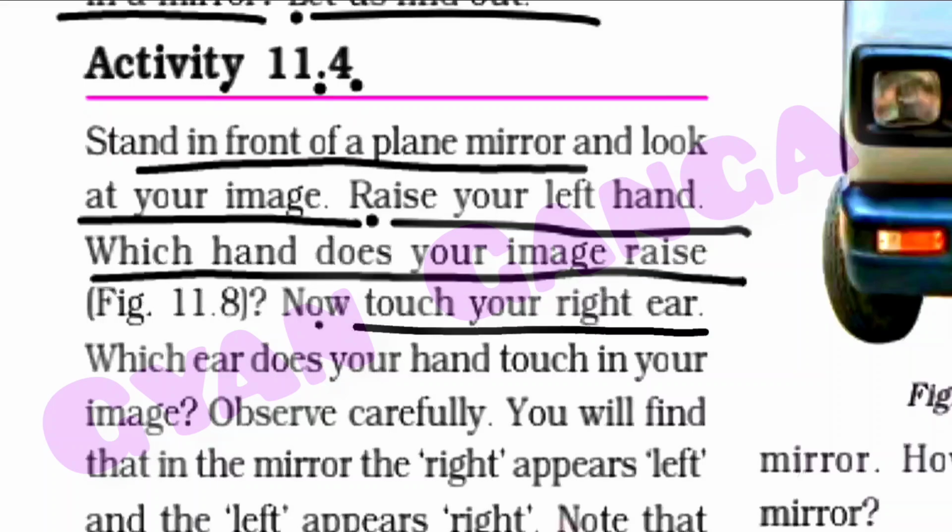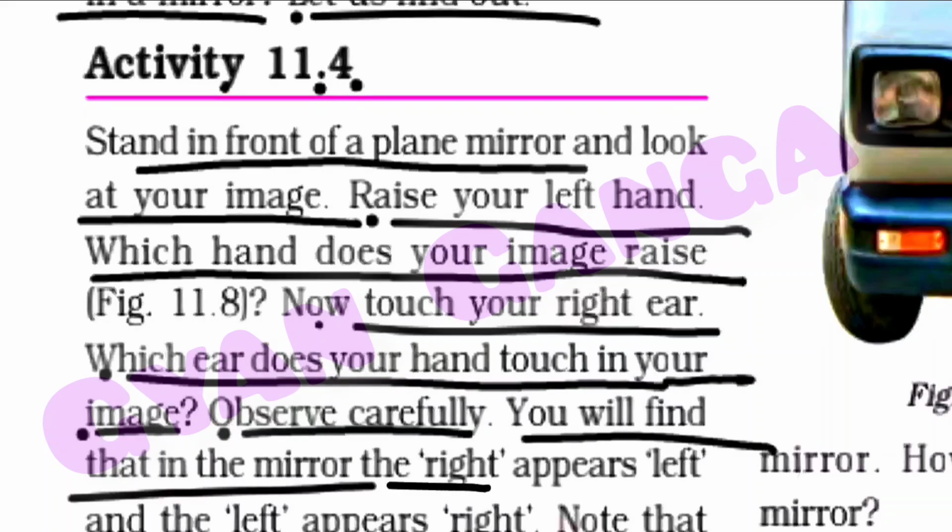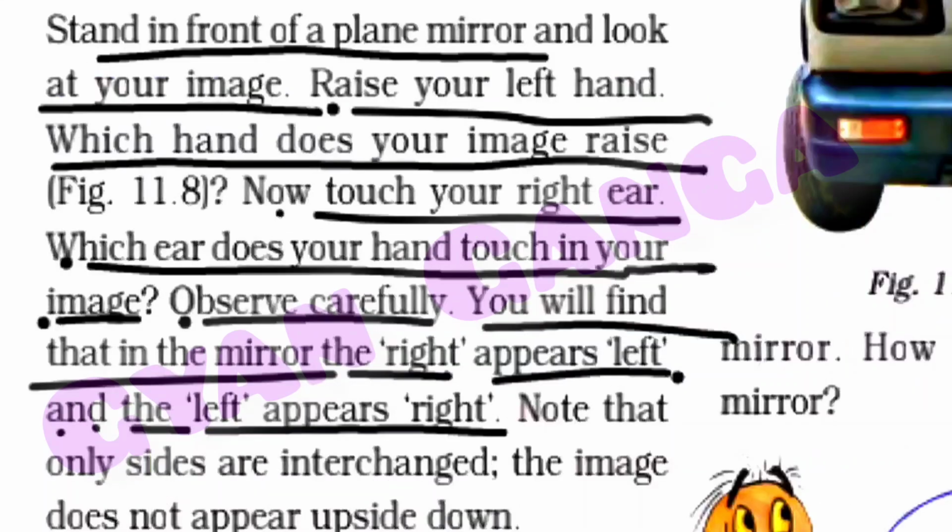Now touch your right ear. Which ear does your hand touch in your image? Observe carefully. You will find that in the mirror the right appears left and the left appears right. Since only the sides are interchanged, the image does not appear upside down.